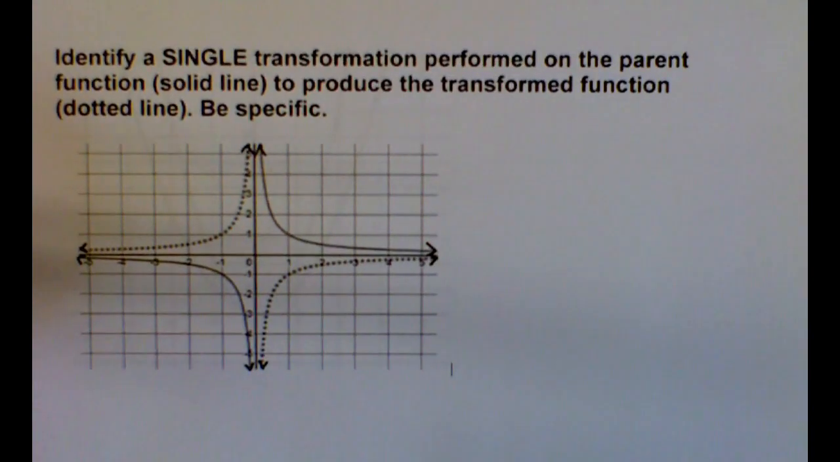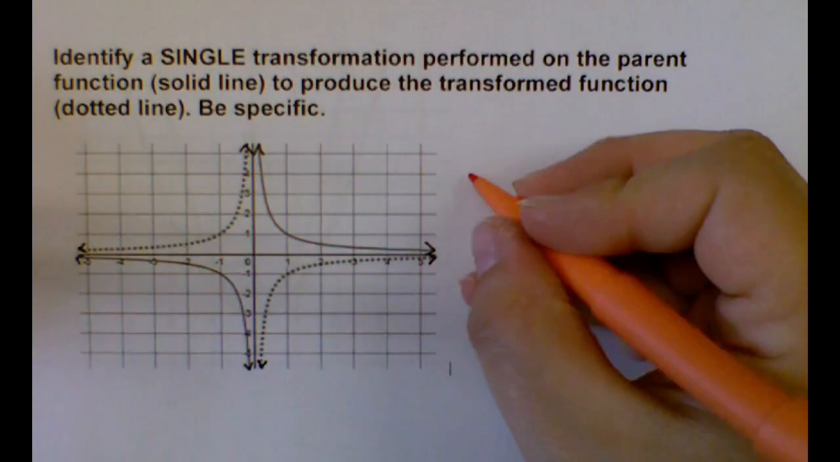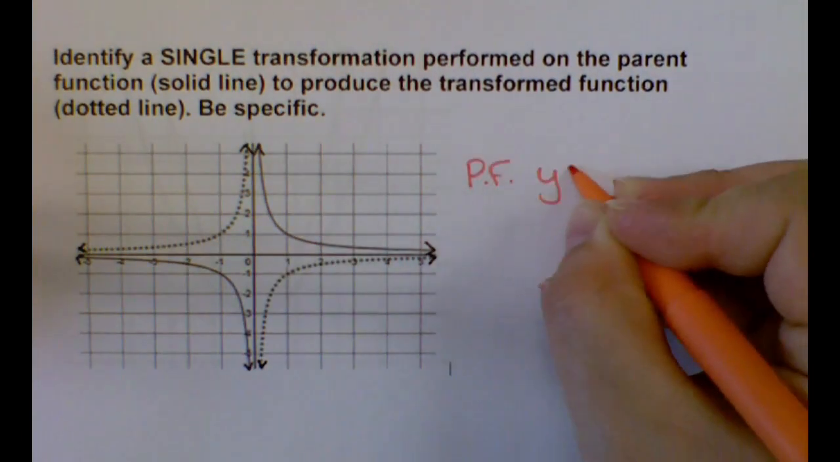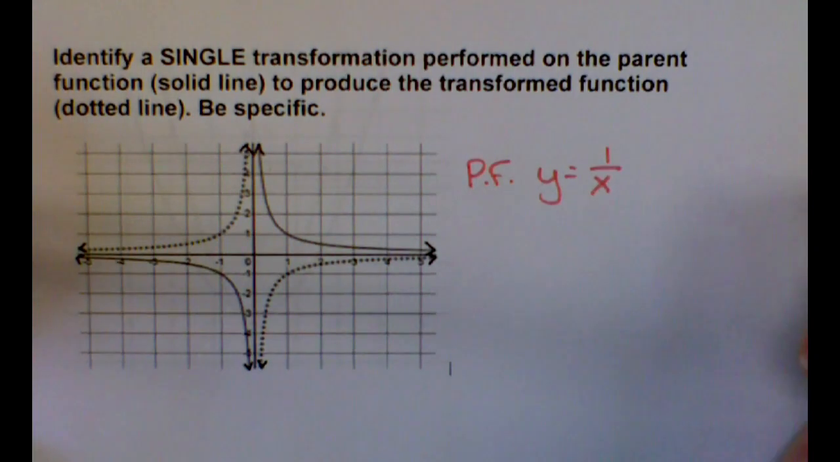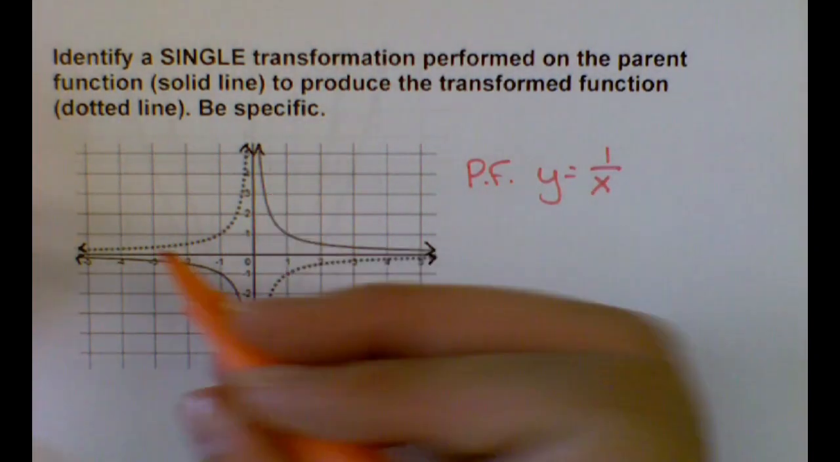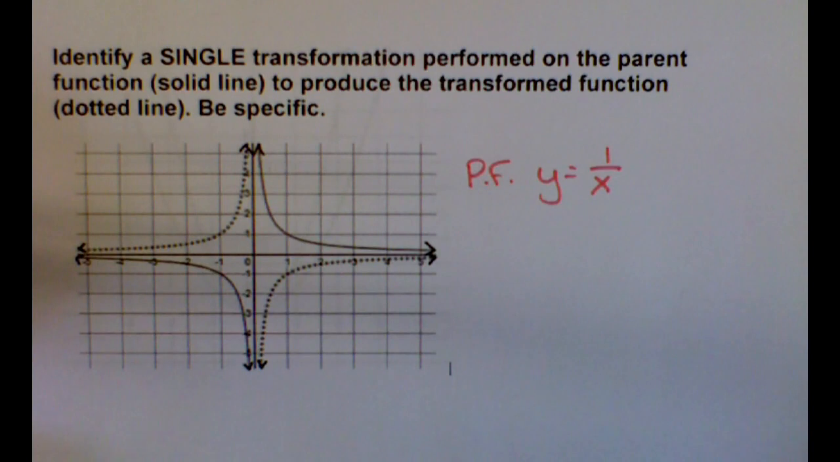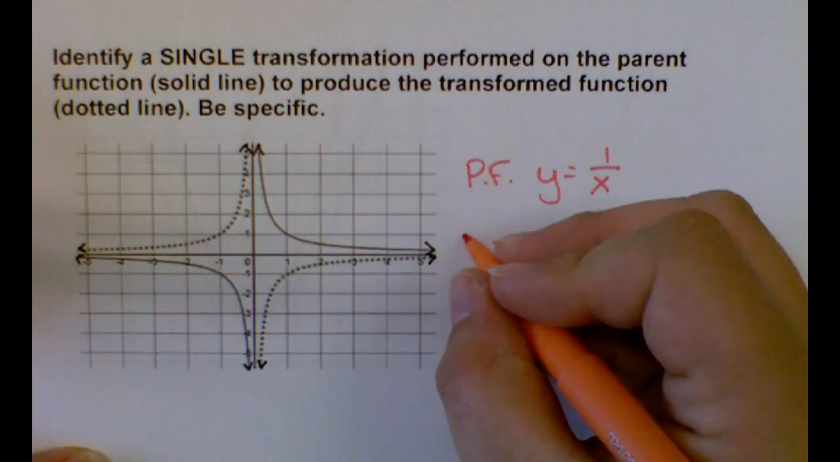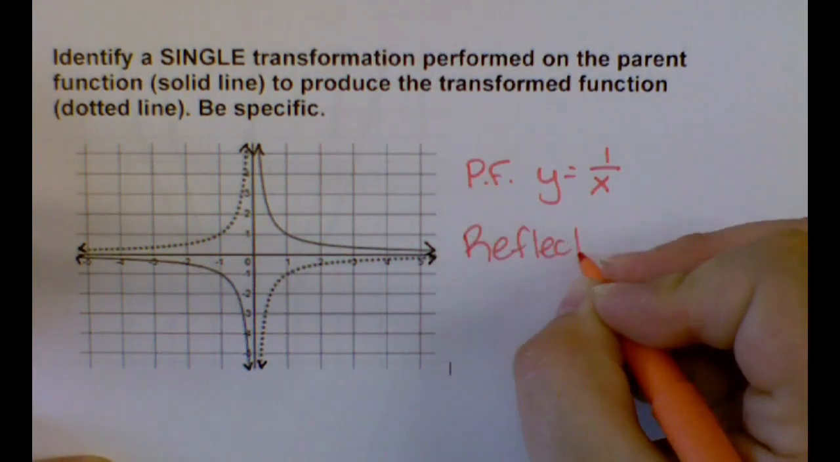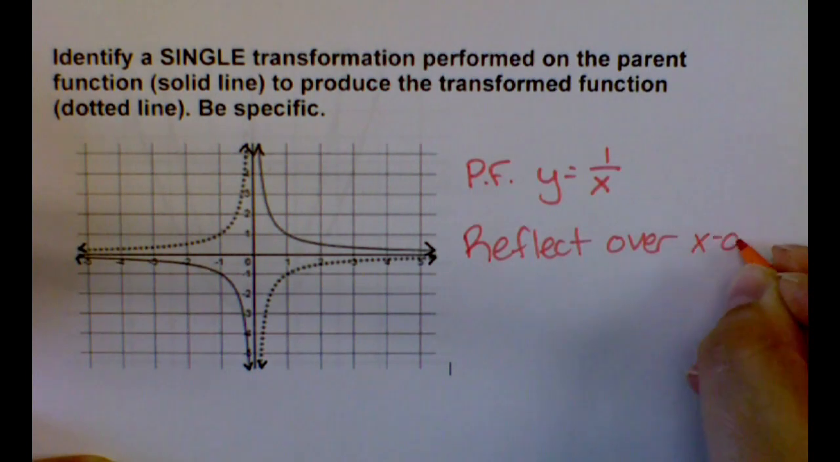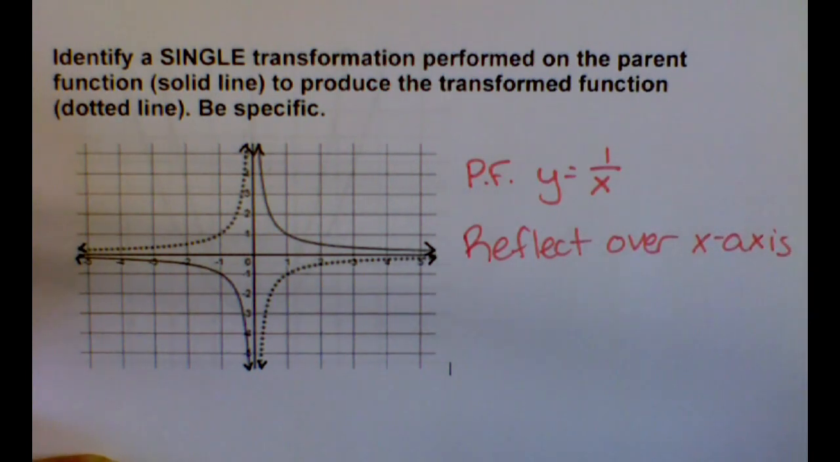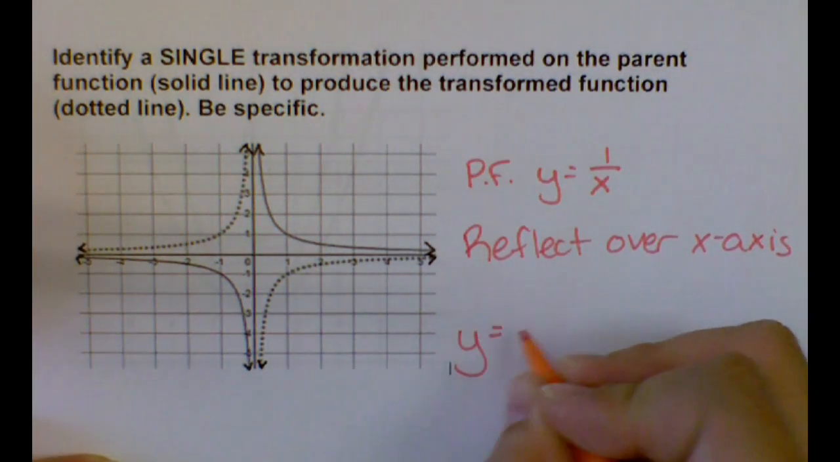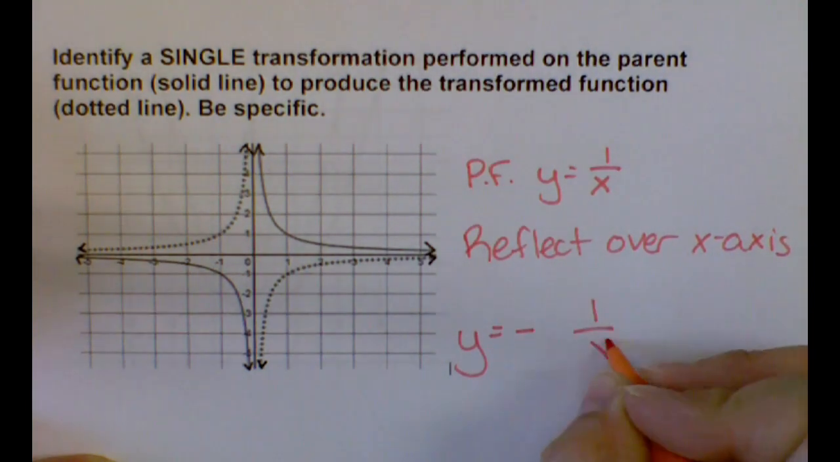All right, so this time we are going to find a parent function that makes the solid line and determine one single transformation to make the dotted line. Well, the solid line is my parent function, y equals 1 over x. So a single transformation to switch it to this dotted line, you actually have 2 options. You could reflect over either axis on this one. Reflect over, I like the x-axis better. Reflect over the x-axis. So that means my new function is y equals -1 over x.